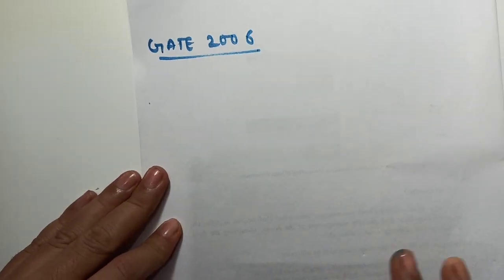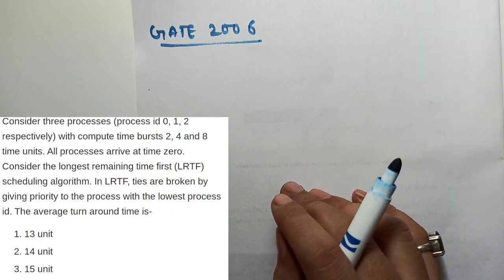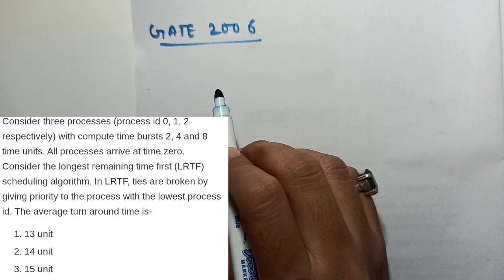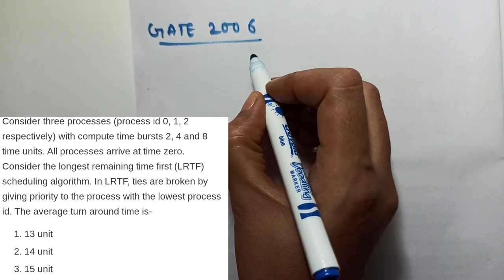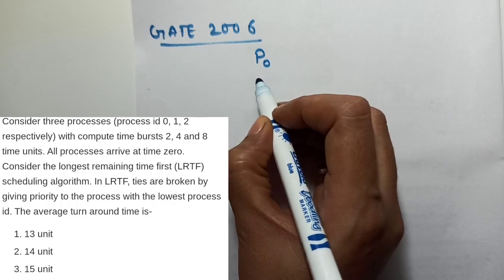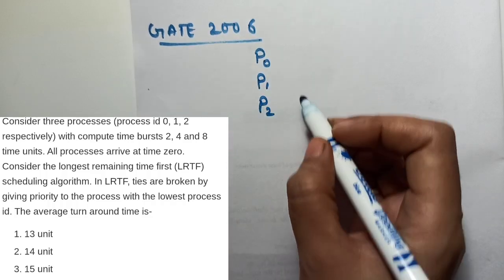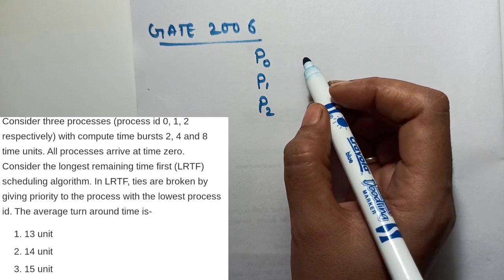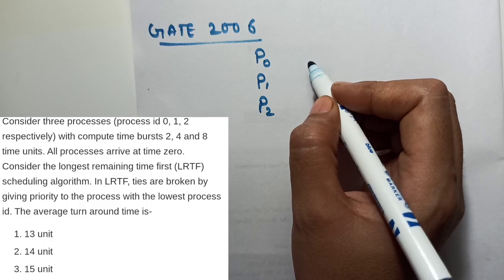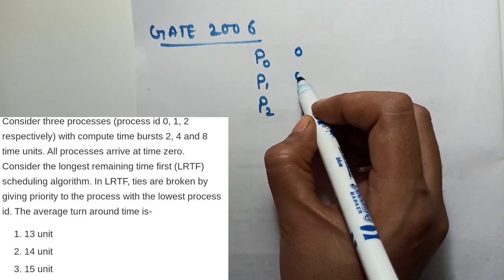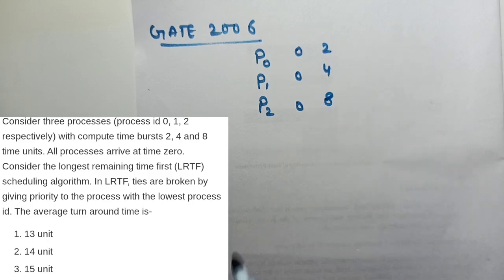Okay, so let's solve this. Consider three processes with process IDs 0, 1, 2. So I can write P0, P1, P2 with 2, 4 and 8 time units, meaning the burst units are given, and all the processes are arriving at time 0. So the arrival time of all is 0, and the burst units given are 2, 4 and 8.